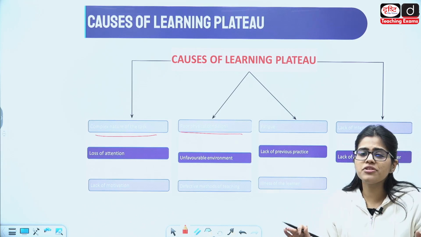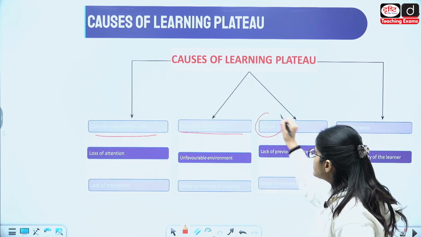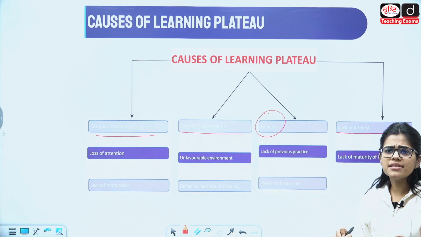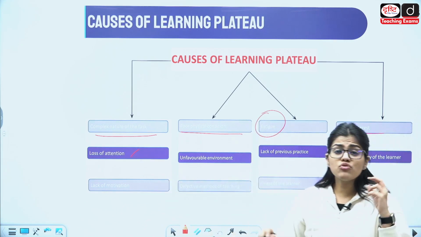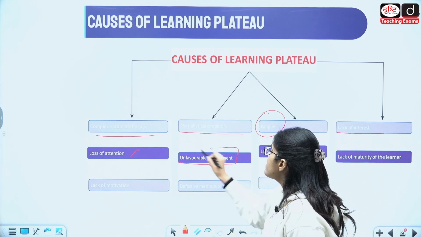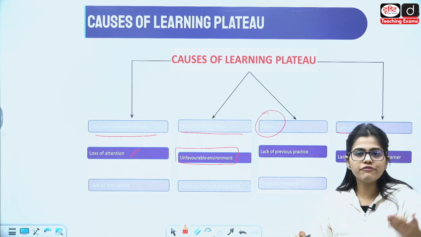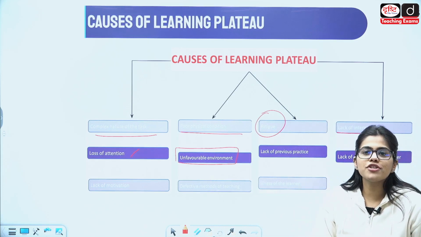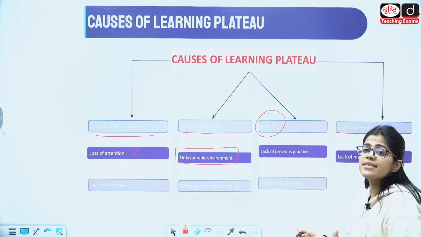So you have reached a stage where you cannot learn anything else. You're tired. It is a stage of fatigue. Lack of interest. I am not interested in this topic. That is why I'm not investing more. Loss of attention. There is too much noise in the class and I cannot grasp anything else. There are unfavorable environmental conditions. You see some of your friends playing and you have to study deliberately. So this becomes a condition that's very traumatic for a child. So he or she is not able to invest more time and is not interested as well.